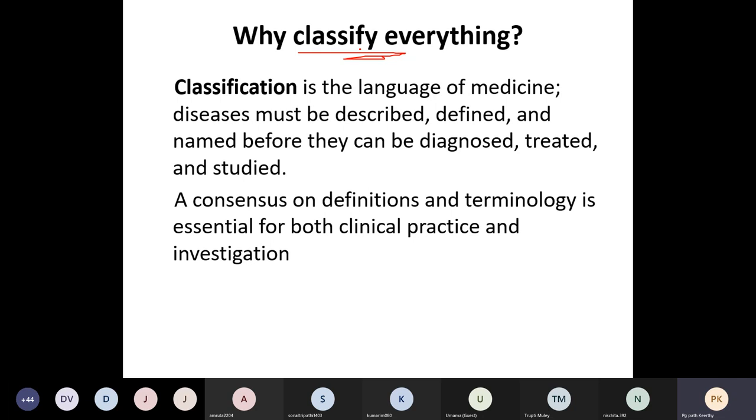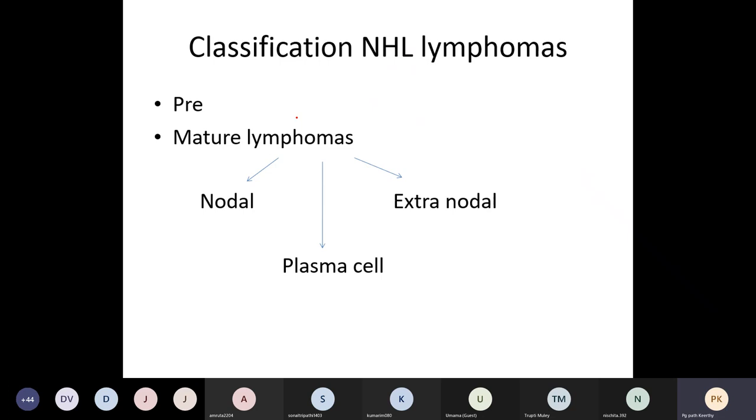Very interesting. So why do we have to classify these lymphomas? We need a common language so that we can define, describe, diagnose and treat. That's why we have to classify everything. So how are lymphomas classified?